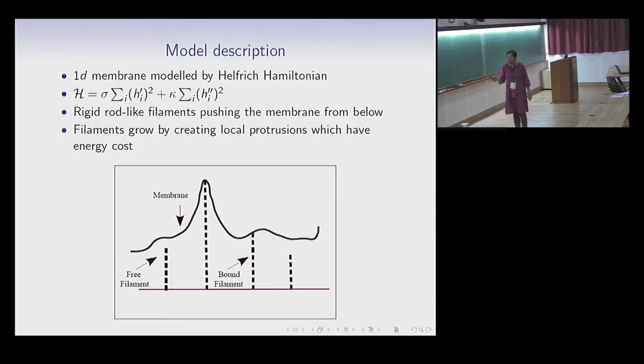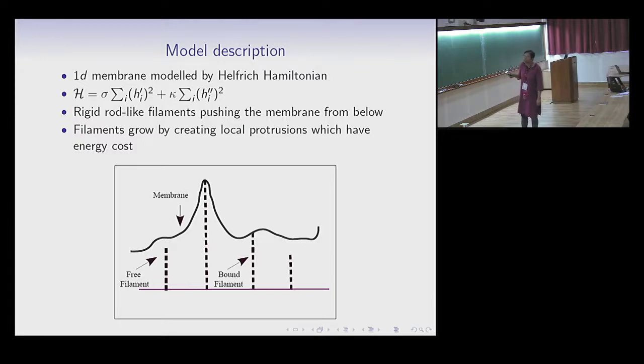So this is the model we are studying. We consider a one-dimensional membrane, and its time evolution is governed by this Helfrich Hamiltonian, and there are some rod-like filaments which are pushing the membrane from below. These are free filaments which are not touching the membrane, so they can just polymerize and grow. But if a filament is bound to the membrane, in order to grow, they need to create a protrusion in the membrane and then they can grow.